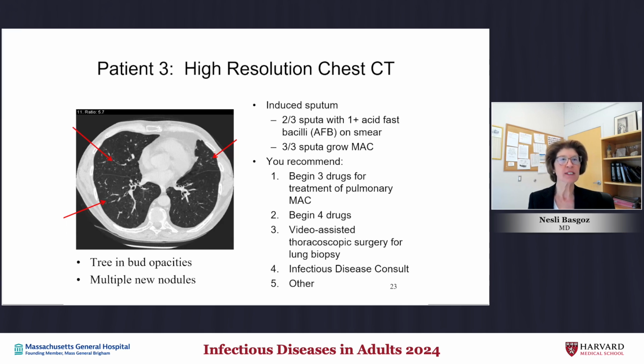The first choice is begin 3 drugs for treatment of pulmonary MAC. The second is begin 4 drugs. Third is to get a lung biopsy, maybe because he has HIV and you're worried about other possibilities. The fourth is an infectious disease consult, but don't do that quite yet. And the fifth is other. So take a minute to think about this. And I'll tell you what we did, which is other.